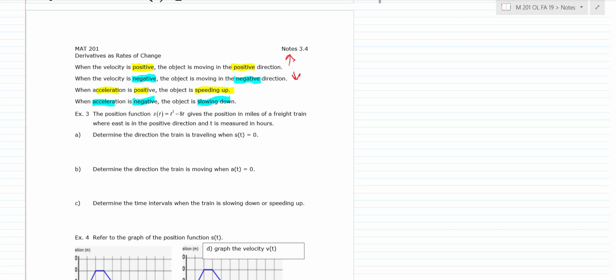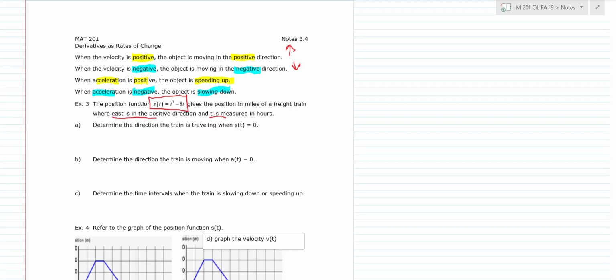Okay, so the position function, let's just look at this example. Let's say that this is a position function represented by this cubic function, and this gives the position in miles of a freight train where east is positive and t is measured in hours. So we're going to answer a couple of questions about this. First of all, determine the direction the train is traveling when s of t equals 0.